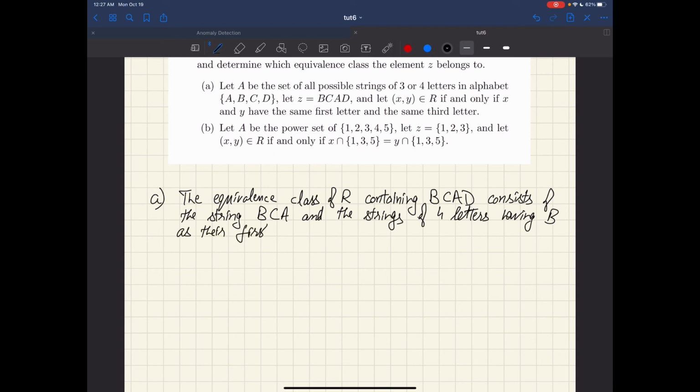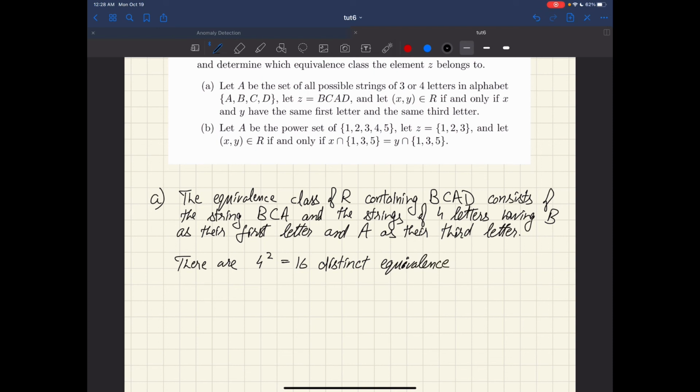Now, how do we decide on the number of equivalence classes? We know that the equivalence classes in this case are based on the first and the third letter. So all the distinct combinations of the first and third letters would give you different equivalence classes. Now, I would also say that the number of equivalence classes is different from the number of elements in each equivalence class. So here, your first element has 4 choices of A, B, C, D, and your third element also has 4 choices A, B, C, D. So there would be 4 squared, meaning 16 different combinations that you can make. Therefore, there are 16 distinct equivalence classes of R.